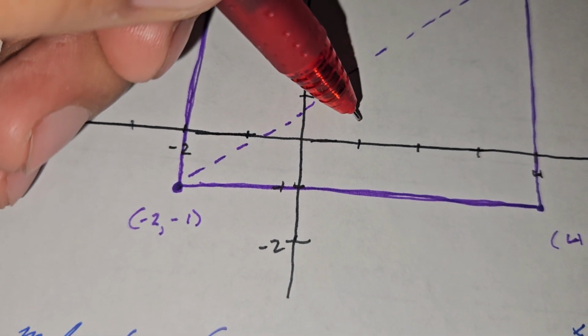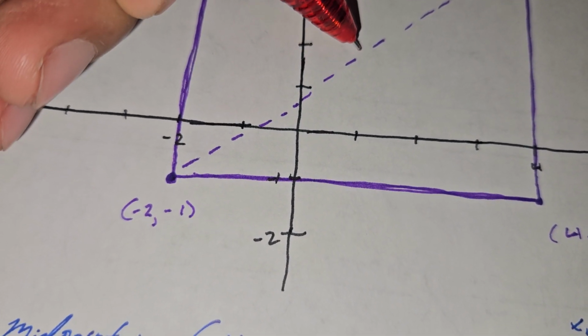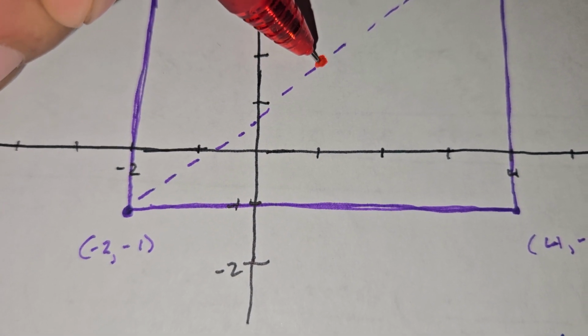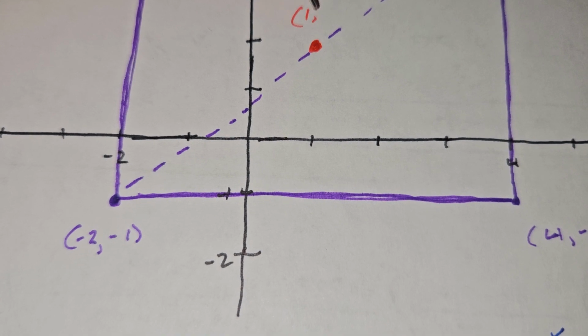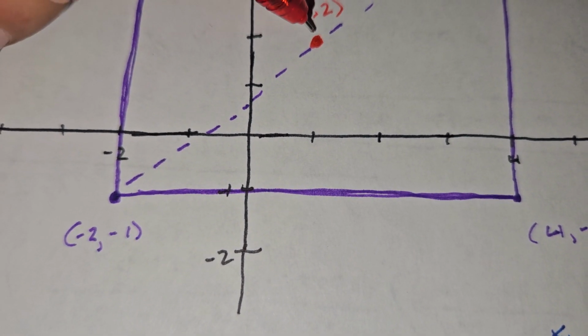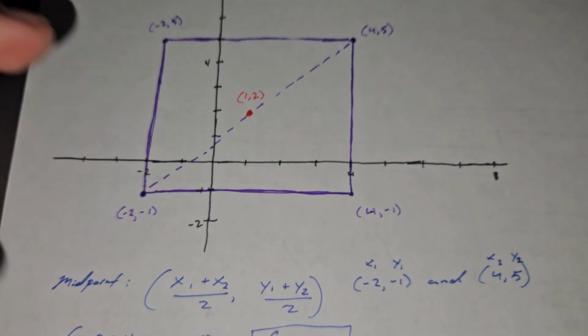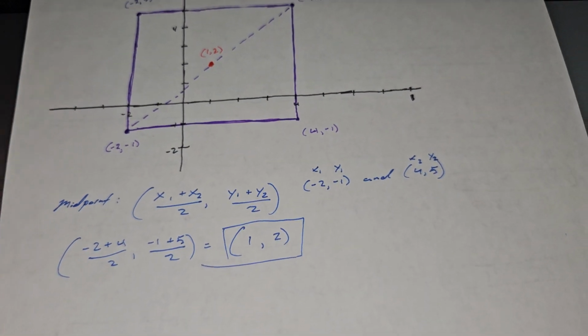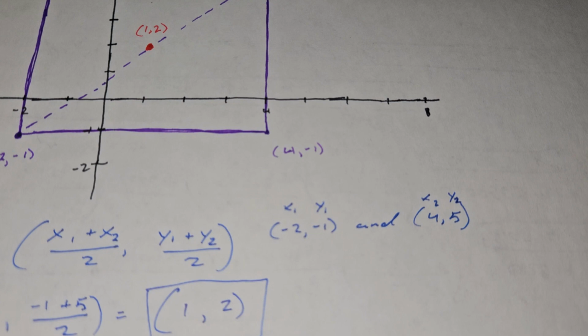So this is going to be our midpoint, 1, 2. Let's see if it even matches up. Kinda, right? Our midpoint, let's label that 1, 2. Somewhat. Okay, it's not as bad as I thought. All right, cool. Now that we found our midpoint, let's go ahead and find a radius.